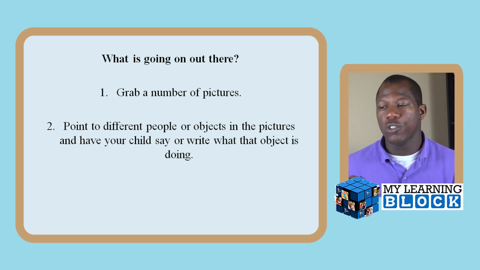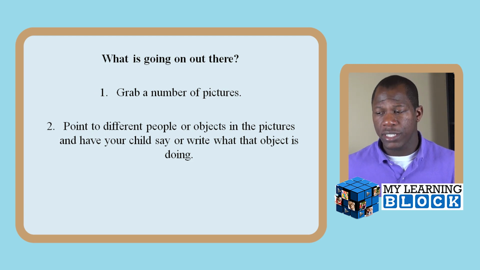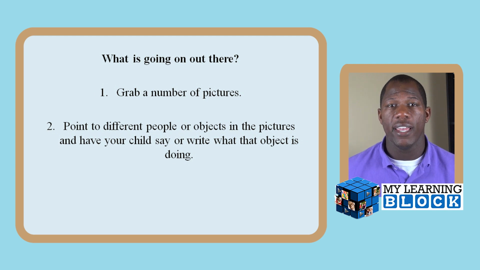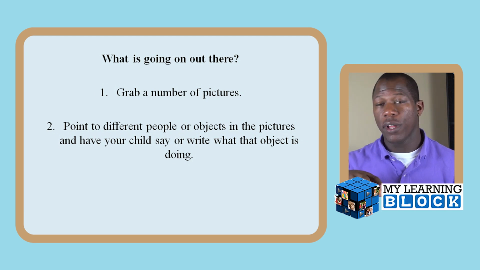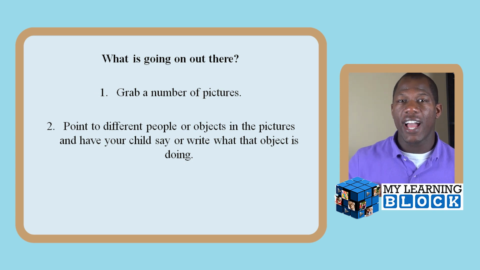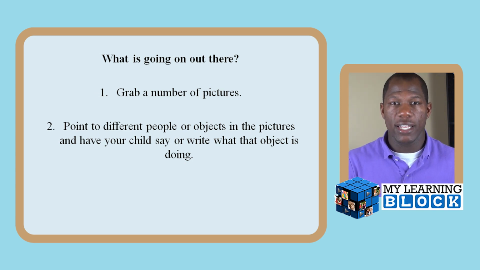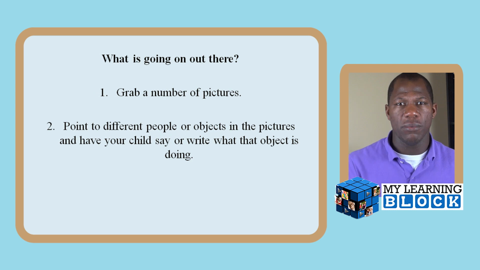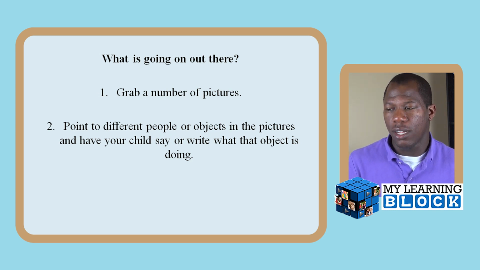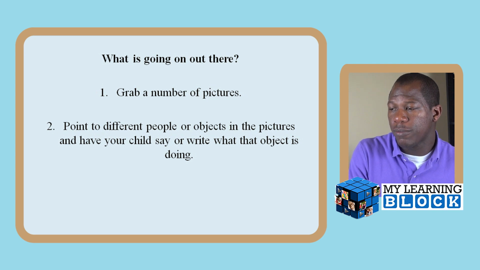All right, and what you're going to do is point out different people on that picture, that show, or outside, or objects, and then you're going to have your child, if they're able to write, go ahead and write what that object is doing. But if they're not yet writing, or not yet wanting to write, and that's perfectly fine, allow them to say it out loud, because by speaking it, they're identifying the different types of verbs.